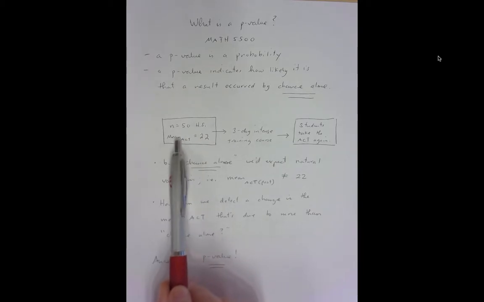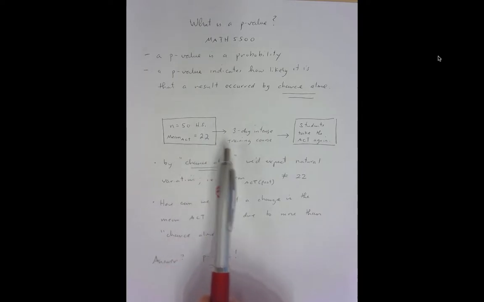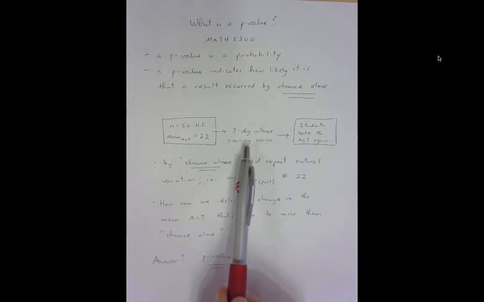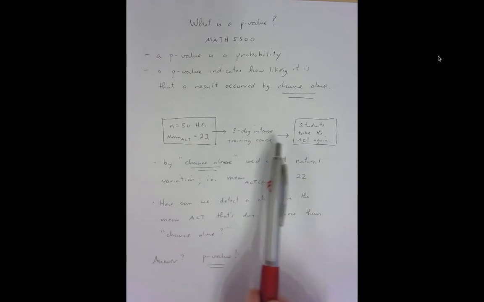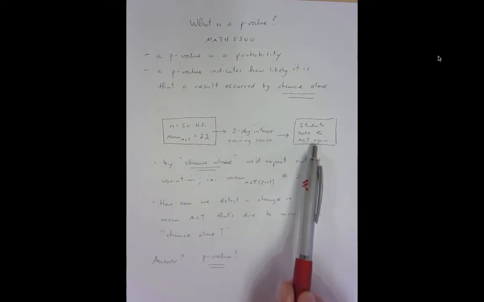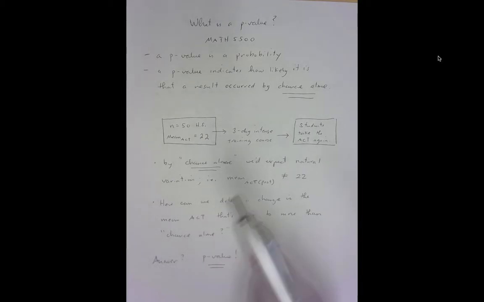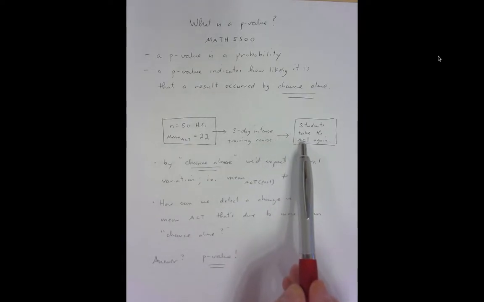Where we have 50 high school students, and they take the ACT the first time, and they get a mean score of 22. Someone has convinced us that we can send our children to a 3-day intense training course geared toward raising ACT scores, and we pay a huge amount, as you would imagine. And then the students take the ACT again, and hopefully there's been an increase in the scores. Well, how do we know, and how can we tap into the training course being the reason for the difference?